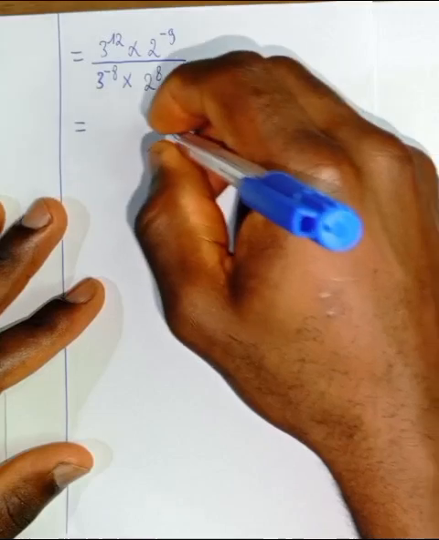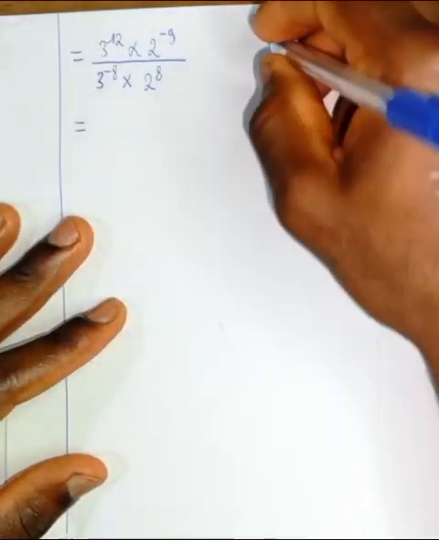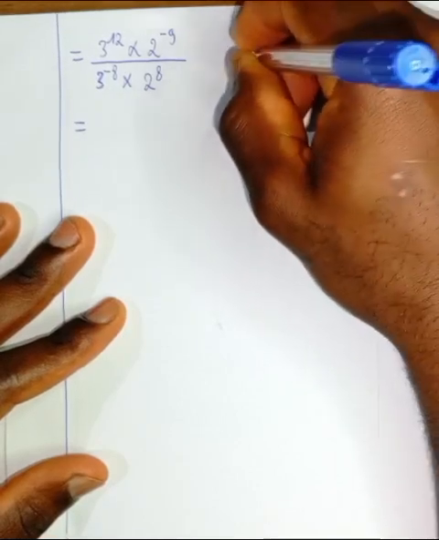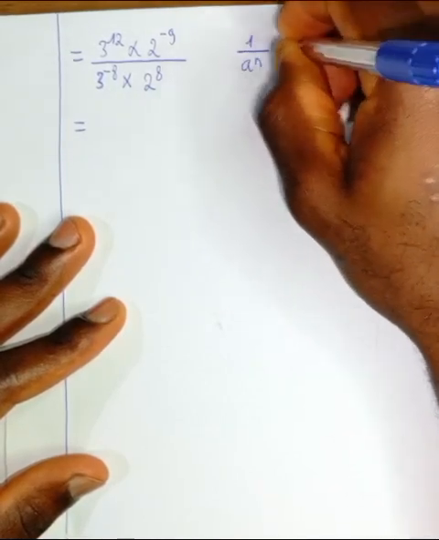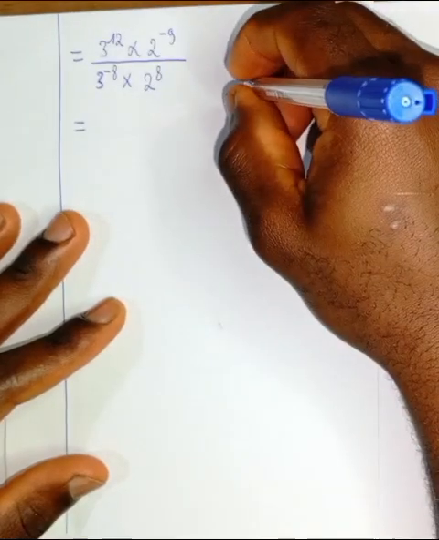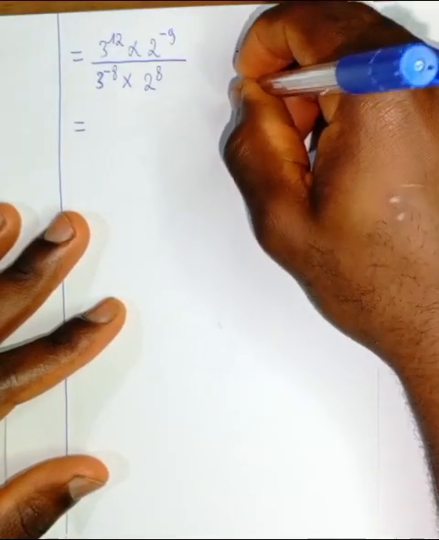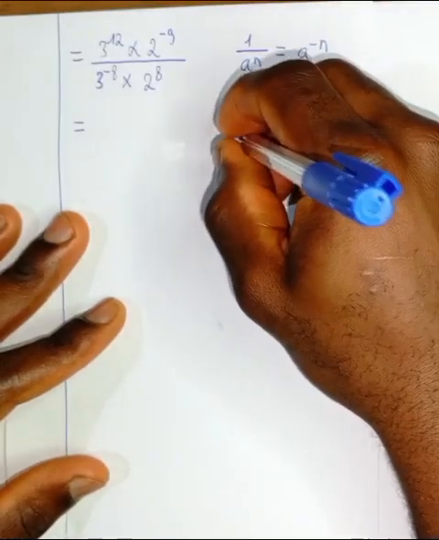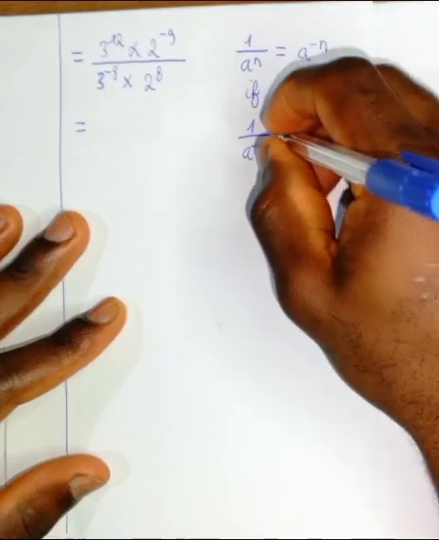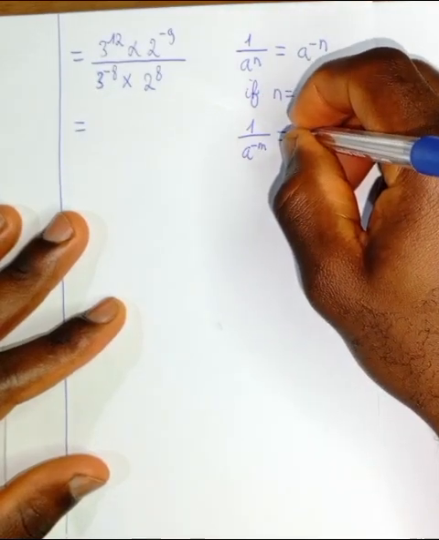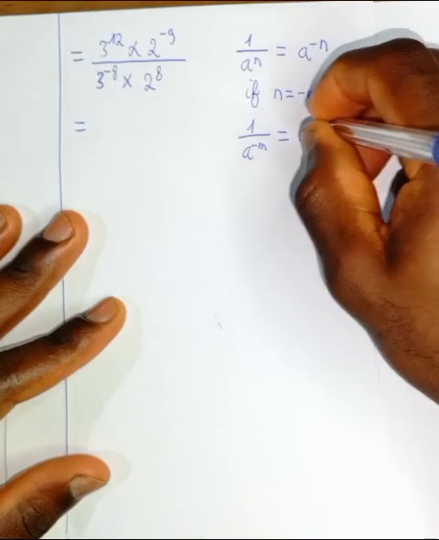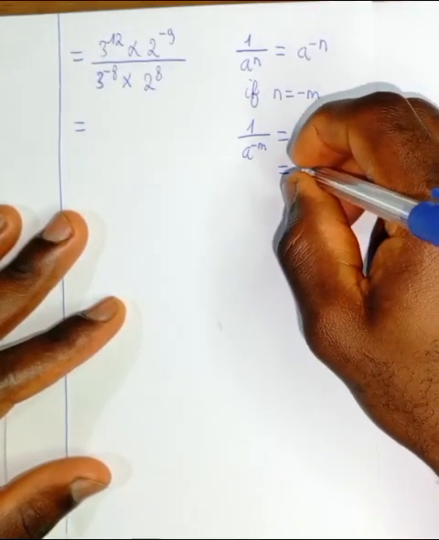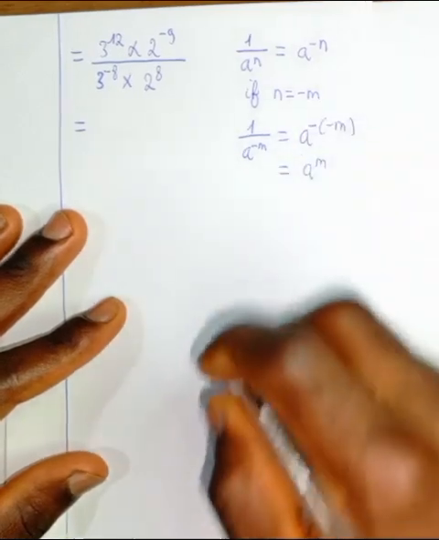This will simply be equal to, if we have 1, we know 1 over e raised to the power n is equal to e raised to the power negative n. Now, if n is equal to negative m, we are going to replace it here. 1 over e raised to the power negative n will simply be equal to e raised to the power negative m. We know negative gives us positive, so this will simply be equal to e raised to the power m.